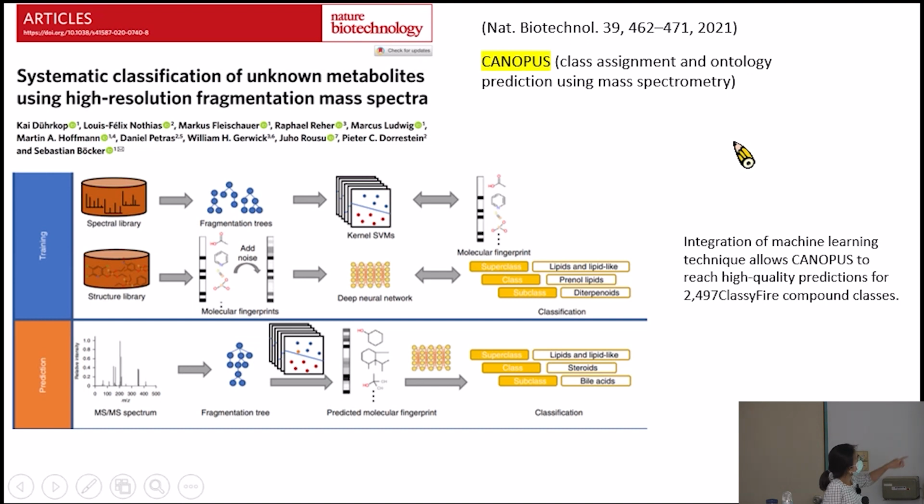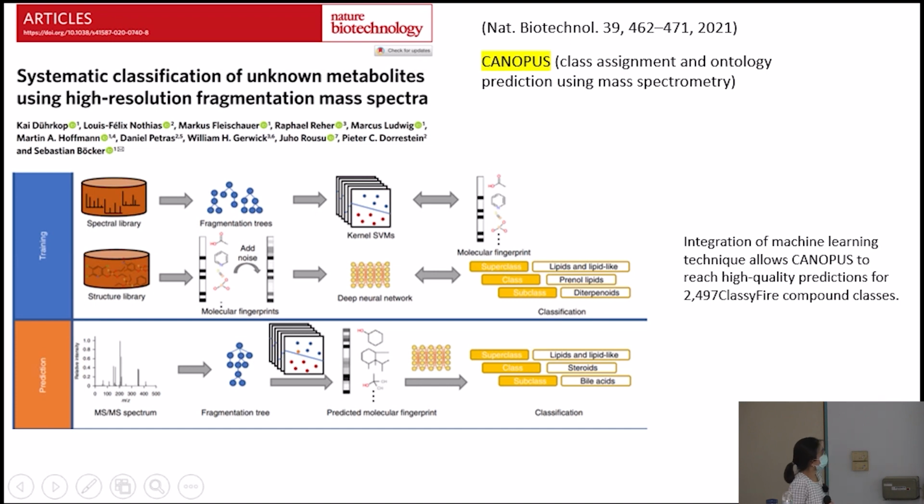This paper comes from Nature Biotechnology in 2021. Basically, this approach uses systematic classification of unknown metabolites. It includes different machine learning tools, and we call it CANOPUS. This is the workflow that I would like to introduce. This figure is very similar to what we talked about earlier. At first, we need a data set to learn from, and then we can make a prediction according to what it has already learned. Okay.